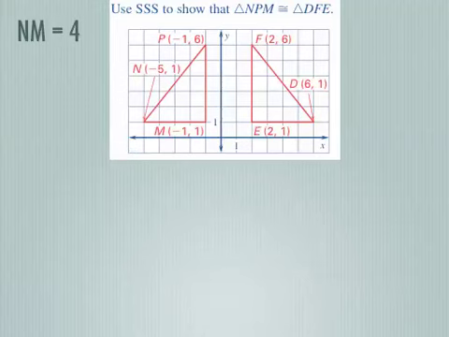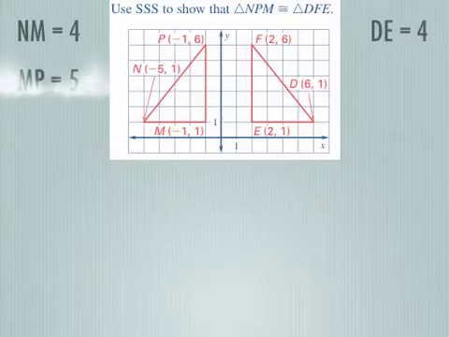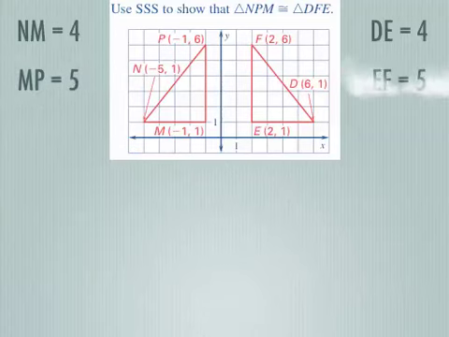I can do the same thing on the right with triangle DFE and find that the length of DE is also 4 just by counting across. I'm going to use that same idea to find the length of MP, and just by counting I find that it's 5 units. And for EF, I also find that it is 5 units on the triangle on the right. Now, to find the length of the diagonal sides, NP and FD, I am going to use the distance formula.